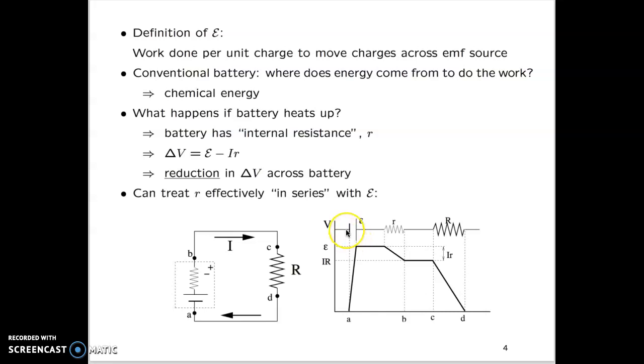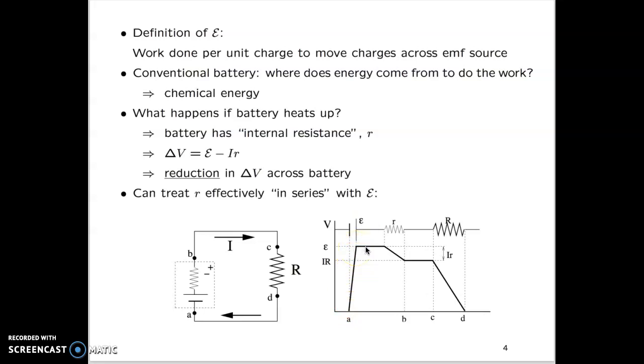So we go across the ideal battery, and how much does the voltage change? Well, first of all, we're going from the lower to the higher potential side, so the electric potential is increasing as we walk from the left side to the right side in this figure. How much does it increase? It increases by exactly the EMF, E. If we have a battery with an EMF E, that's exactly how much the electric potential increases.